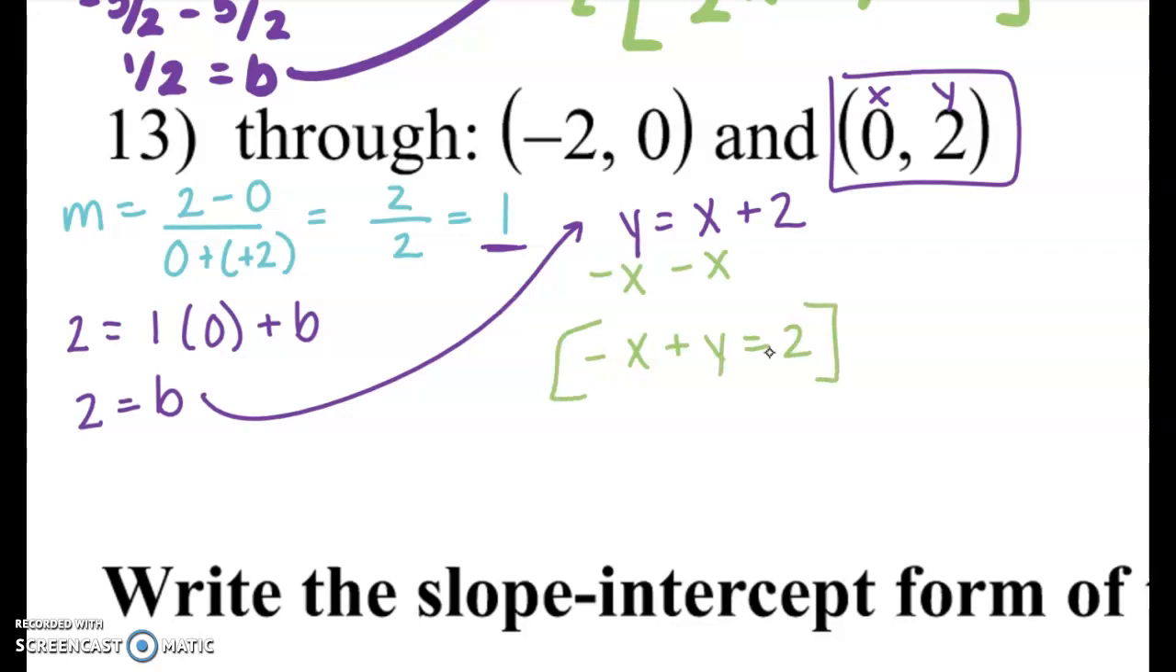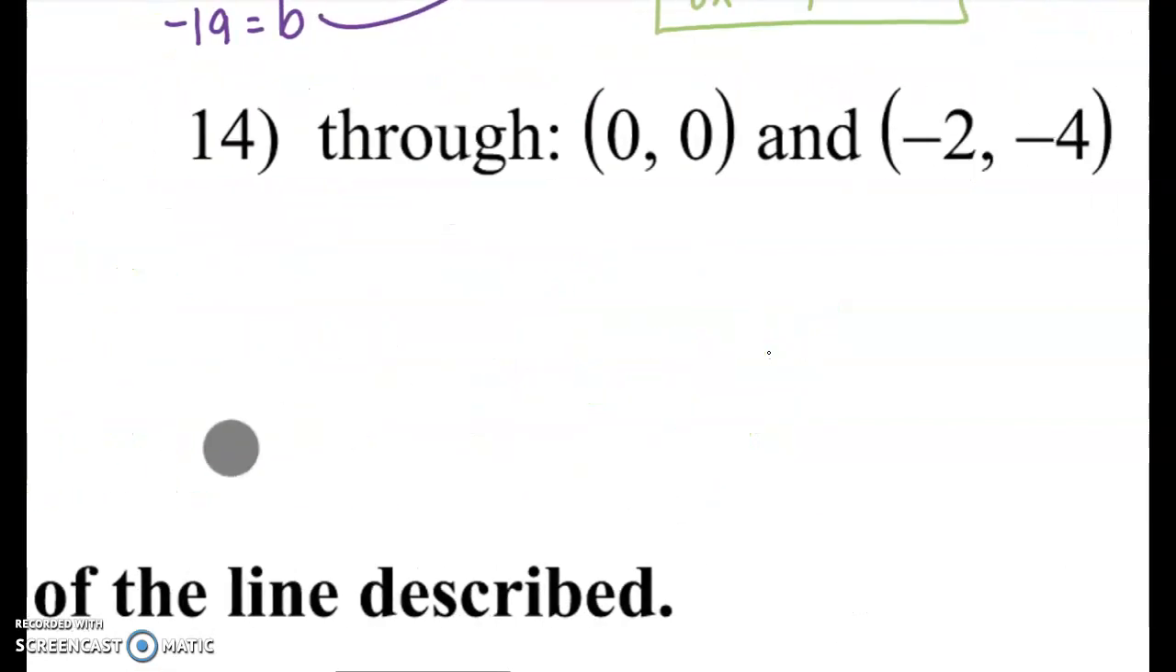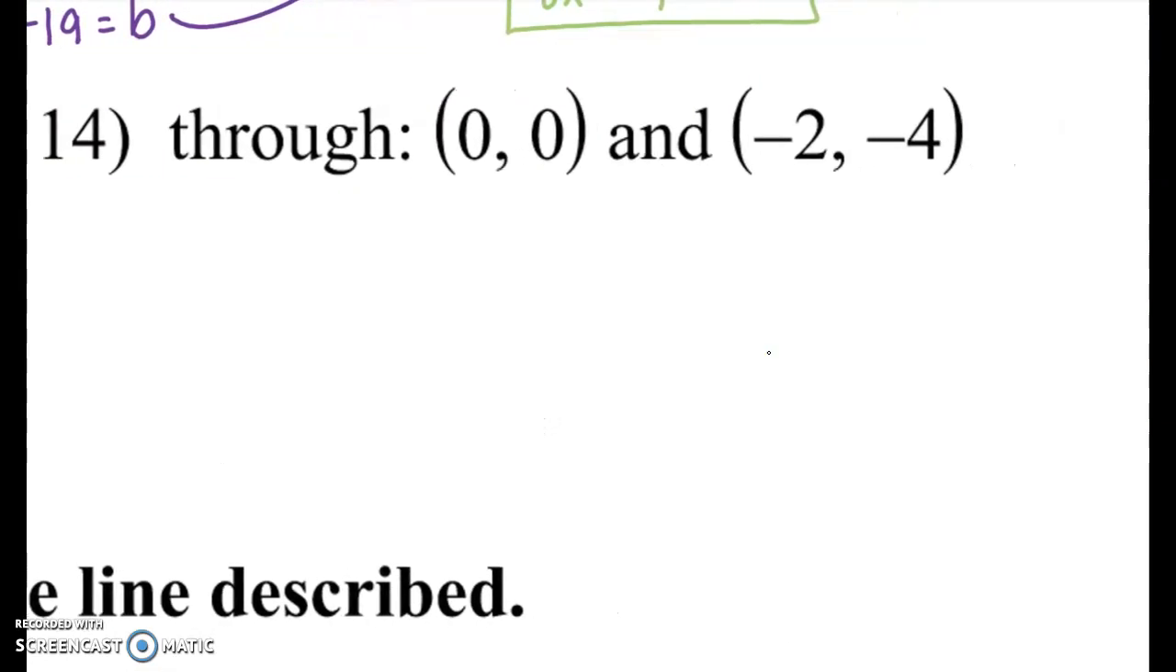This is again where I don't have to worry about fractions, but I can't have my first number, my x, be negative. So I have to multiply it by a negative 1. So then that's going to look like x minus y is equal to negative 2, and that would be our answer. Okay, let's look over here at number 14, not 4, 14.